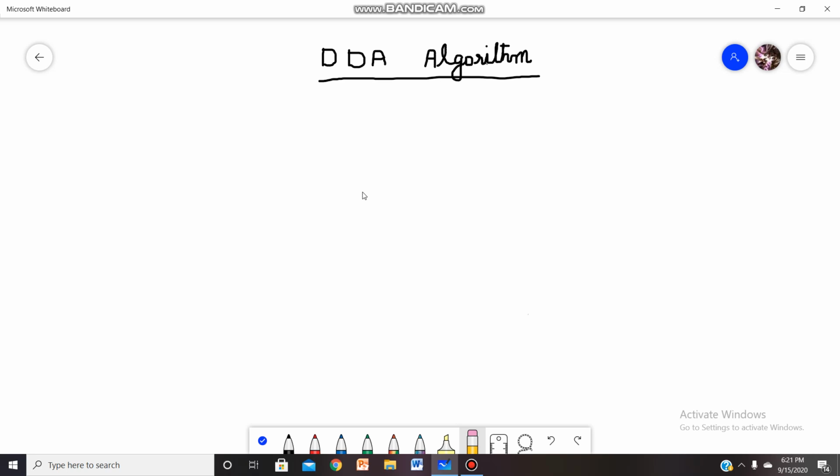Okay, first let me discuss the first line drawing algorithm, DDA. DDA stands for Digital Differential Analyzer. Before explaining the DDA algorithm, first we will see how pixel positions are generated. If we have two points, a start point and end point, we can generate a line. So how the pixel positions in between are generated, that we will see.